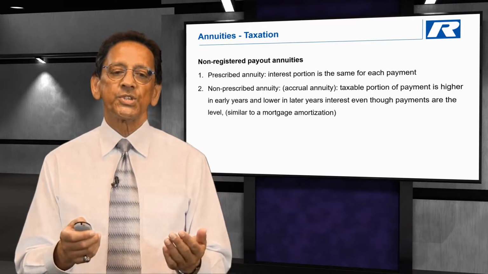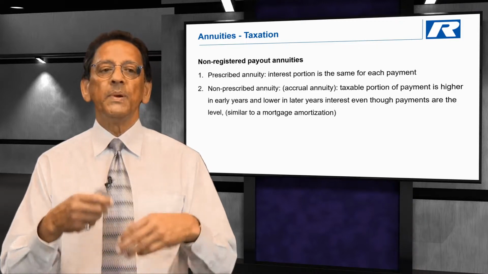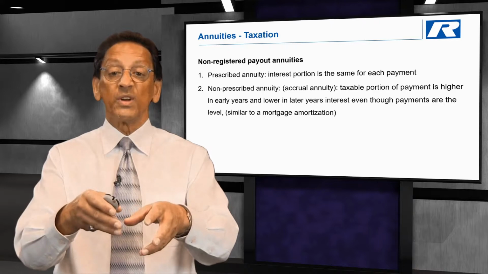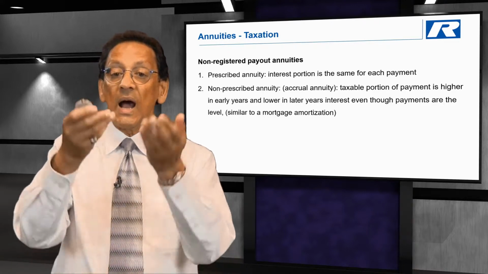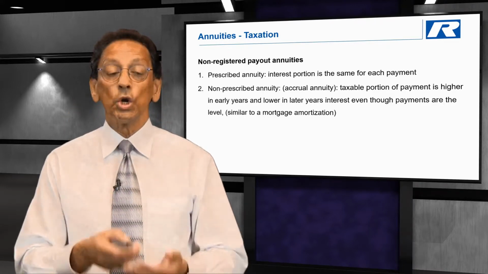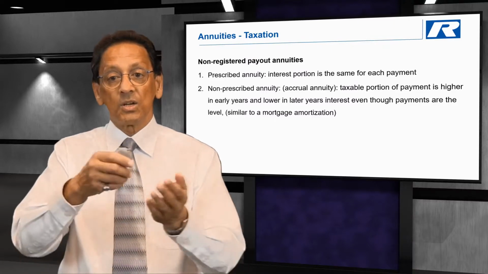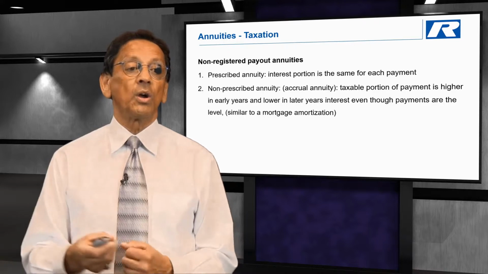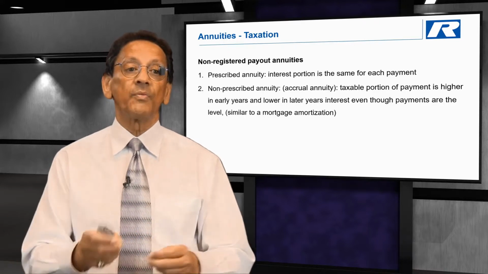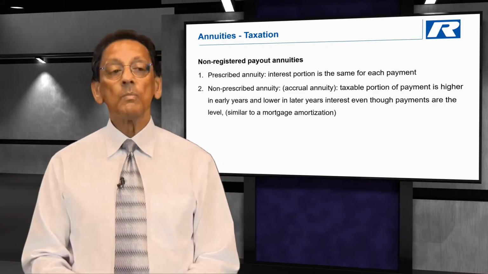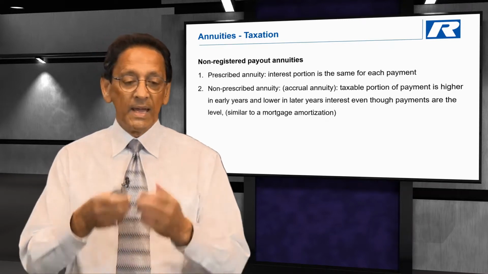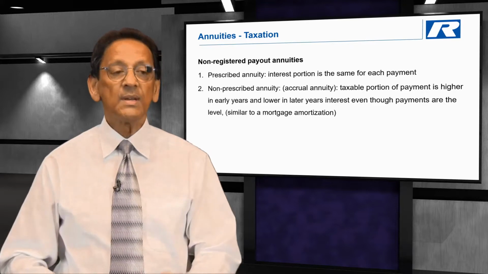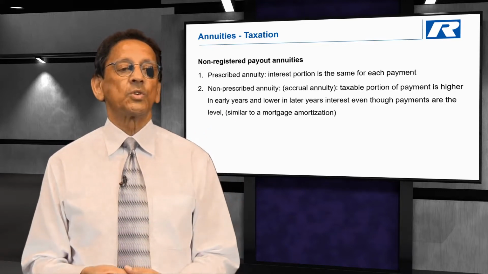A non-prescribed annuity is kind of like if you think about a mortgage. In your mortgage, in the earlier years, a big chunk of your payment goes to cover interest because the interest is high in the early years because you owe a lot of money. As it goes later on and the mortgage gets depleted, a bigger chunk of your monthly payment goes to pay off the principal. So in a mortgage, the interest portion is more in the early years and less in the later years. Similarly with a non-prescribed annuity.